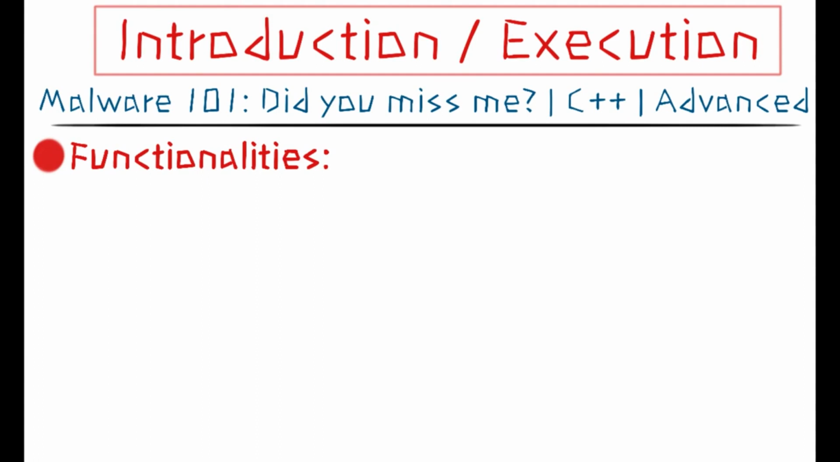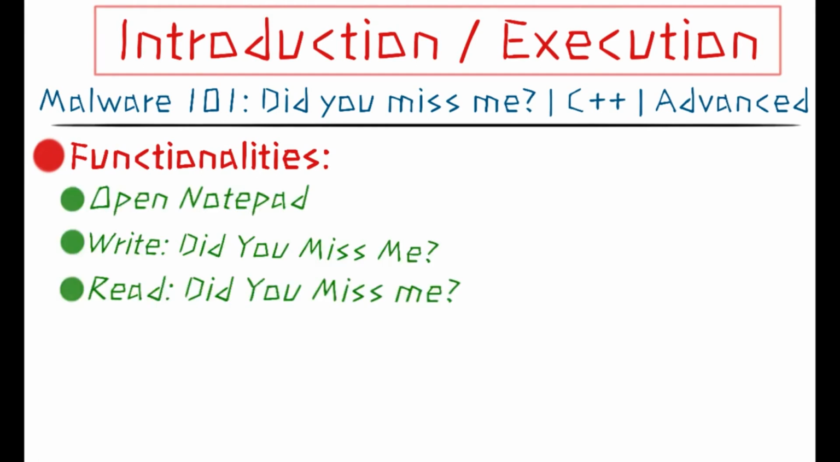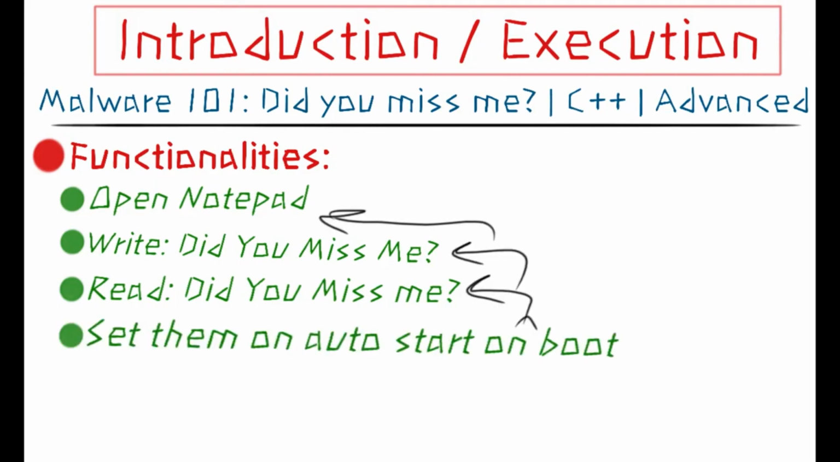So what is our program going to do? Functionalities of our program are opening Notepad, then writing DYMM, and then reading DYMM. We are going to put them in a loop. It's going to read and write DYMM in a loop. And we are also going to set it on boot or auto startup. That means every time our user restarts his PC, our program would also run.